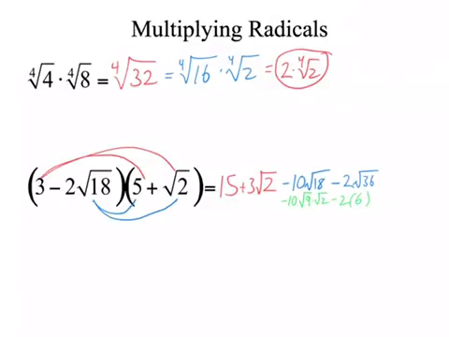So what we now have is still the 15 plus 3 square root 2. What does this become? 3. And what's 3 times negative 10? Negative 30 square root of 2. And what are these when you multiply and become? Negative 12.